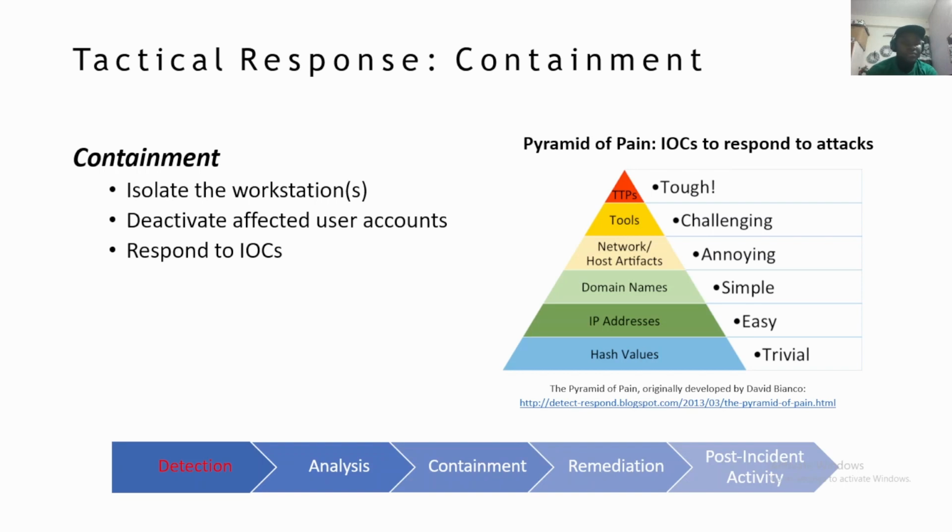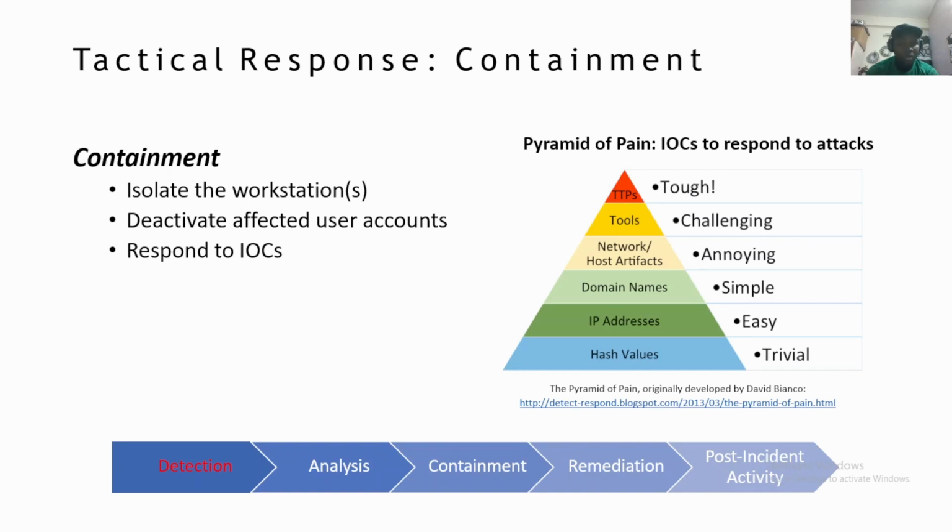We move on to the containment piece. As a containment process, you may isolate the workstation. By isolating, I mean you may cut it from the network, deactivate all the affected users, and respond to the IOCs by blocking them. You can follow the Pyramid of Pain that was developed by David Bianco. It shows how responding to different IOCs makes the attacker's life difficult.